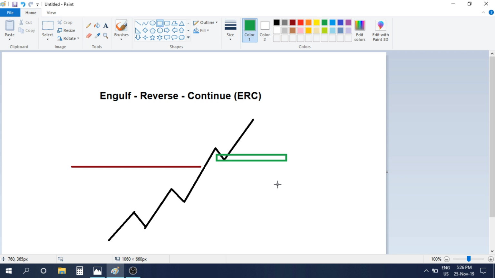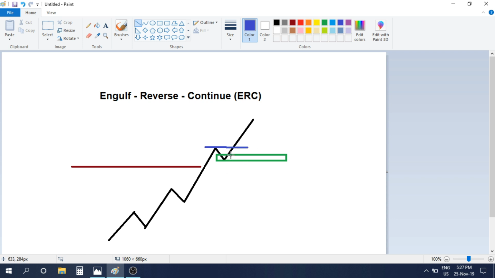Now there is one more important factor that you must consider, is that this ERC zone formation is complete only when price, after reversing and continuing back in the original direction, is able to again engulf or cross this particular high. Wait, let me mark it with blue. This particular high which was created when price reversed.